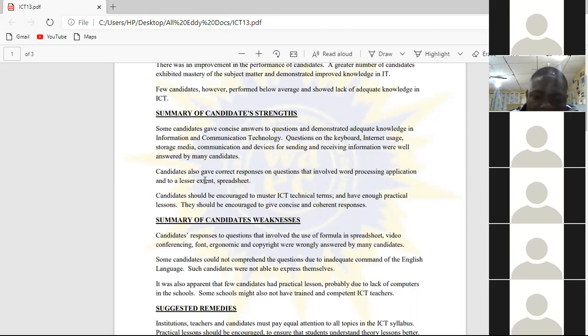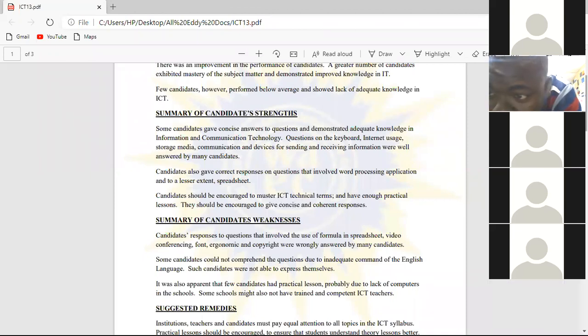They should be encouraged to give concise and... technical terms, and should be encouraged to give what? Concise. And what? Coherent responses. I hope you understand these two words.